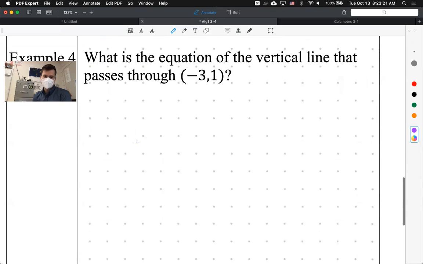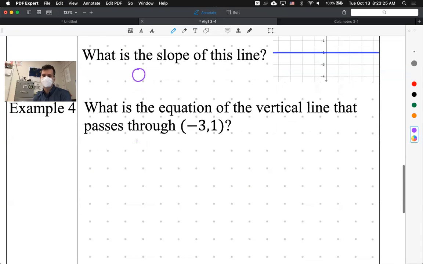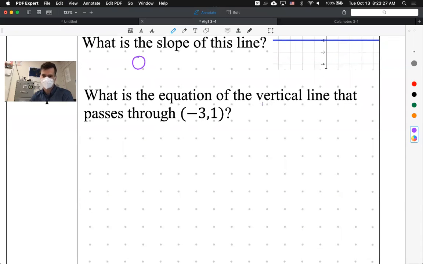All right, and our final example, we're done after this. Example number 4, what is the equation of the vertical line? So it's different this time. I'll underline the word vertical because it's the key word in this problem. What is the equation of this vertical line that passes through -3, 1? If you finished this example problem, you can go on to the homework and finish homework in class, hopefully. Work in Khan Academy.